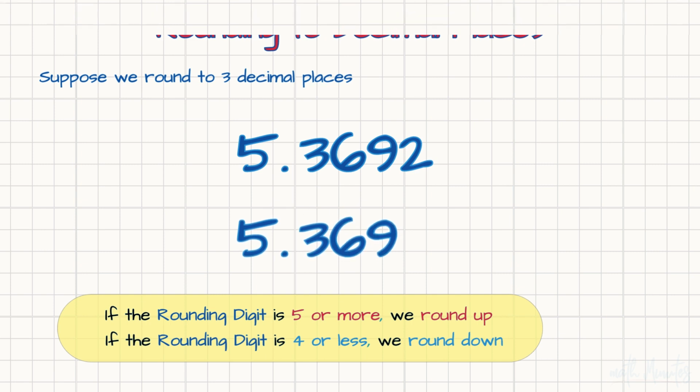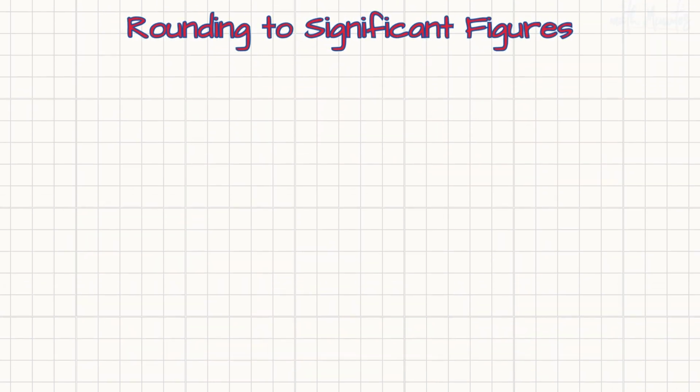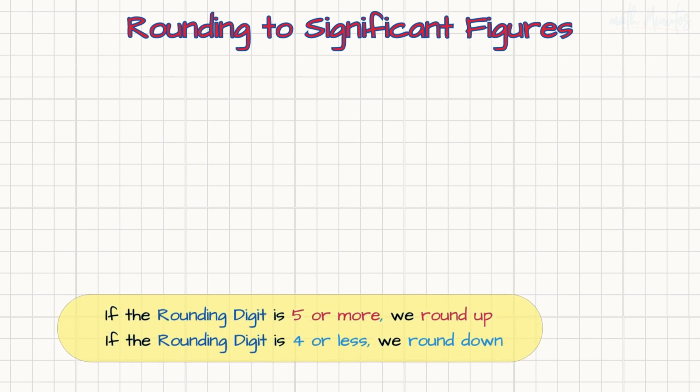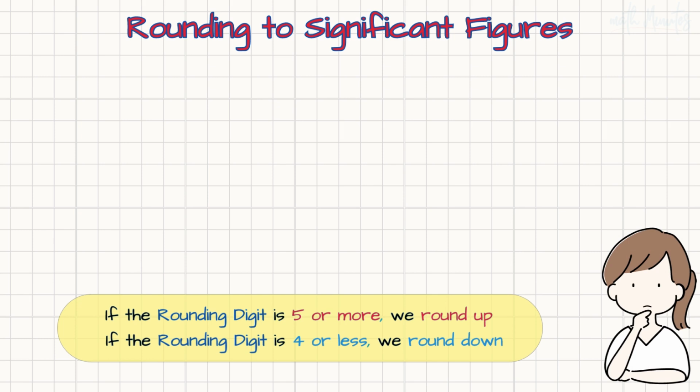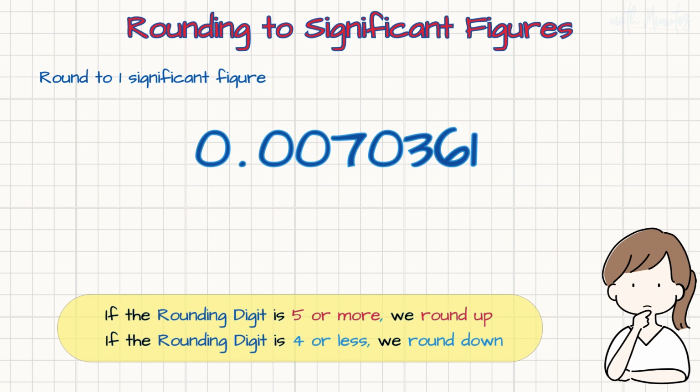Okay, great. Now let's tackle rounding to a certain number of significant figures. The method of this is very similar to that for decimal places, but a key point to note is that it can be more difficult to identify the target place value. Let's look at an example to better understand what we mean. Let's round the number 0.0070361 to one significant figure.